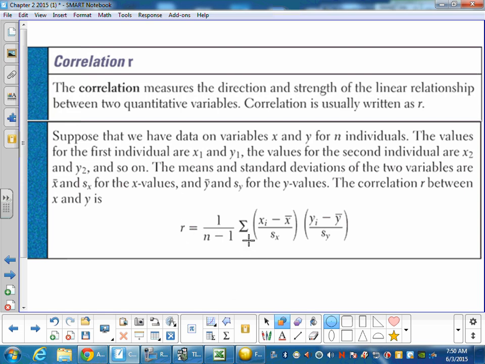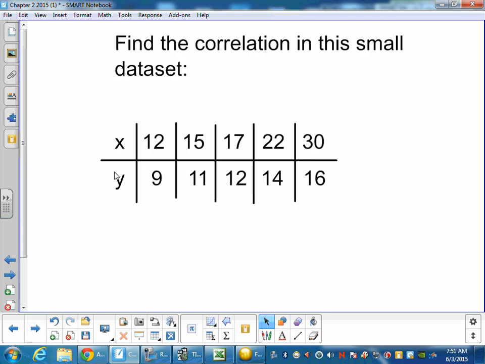1 over n minus 1 is the sum of each x value minus its mean over its standard deviation times each y value minus its mean over its standard deviation. So I'll do a quick example to help you out. So say we have these x and y variables, and we want to find the r value. So first we have to find the mean of x, the standard deviation of x. Find the mean of y, standard deviation of y.